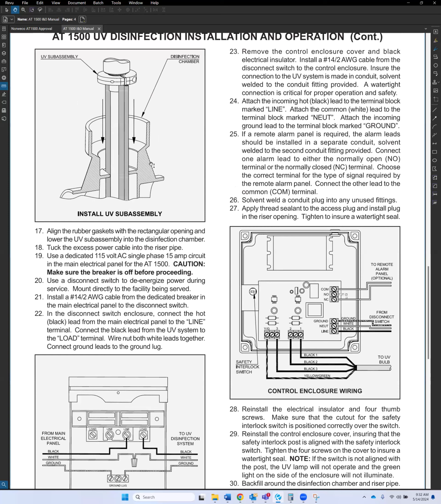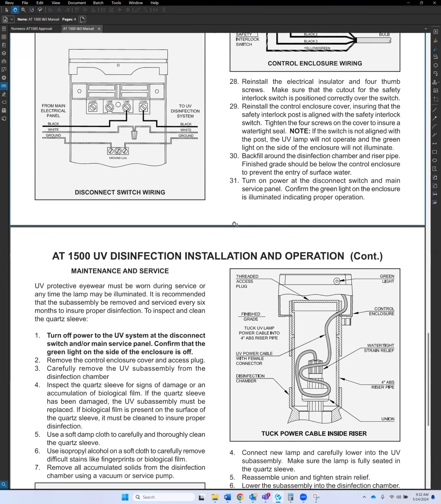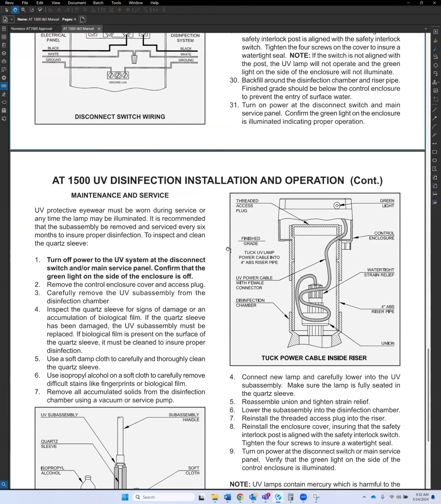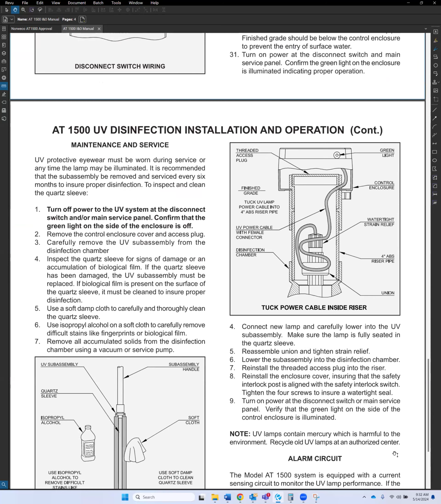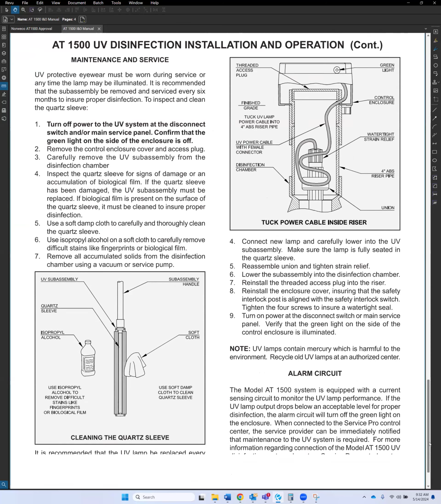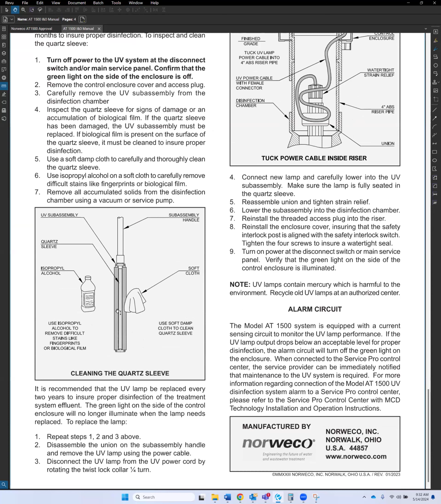So there's a main assembly and then a sub-assembly. The sub-assembly is what slides out for maintenance. Their book's pretty good here on how this all works. It talks about cleaning the quartz sleeve, what needs to be done for each maintenance cycle, and then effluent testing is also going to need to be done to verify that the system is working properly, especially if they're taking the fecal credits.